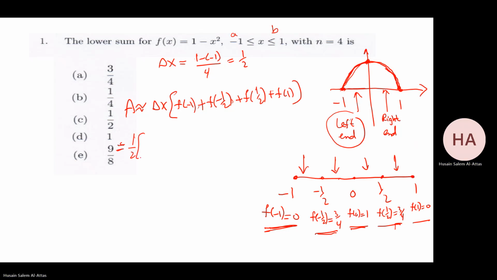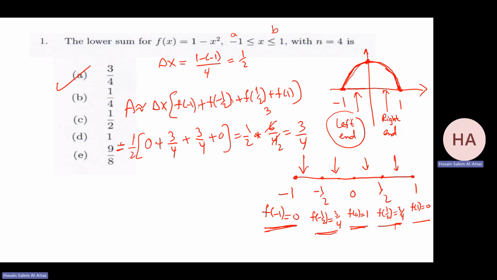Half times f of -1, that is 0. F of minus half, 3 over 4. Plus f of half, which is another 3 over 4. Plus f of 1, which is another 0. So that will be what? Half times 6 over 4, that will be 3 over 4, which is this one.